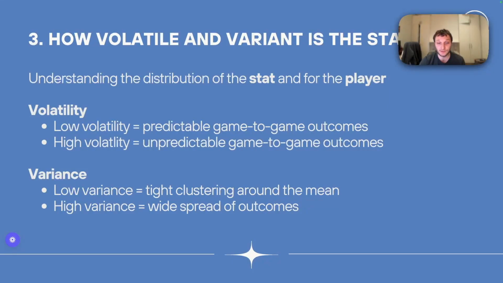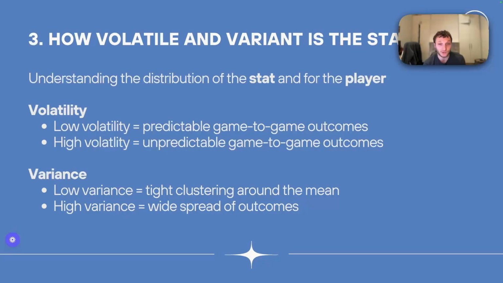Let's take an example of two basketball players who both average 6 assists. One gets between 5 to 7 assists every match, compared to another one who ranges between 2 and 12. So the first player we would say has low volatility, so predictable game-to-game outcomes, and low variance, tight clustering around the mean, while the second has high variance, which is a wide spread of outcomes, which makes each individual game a lot harder to predict.